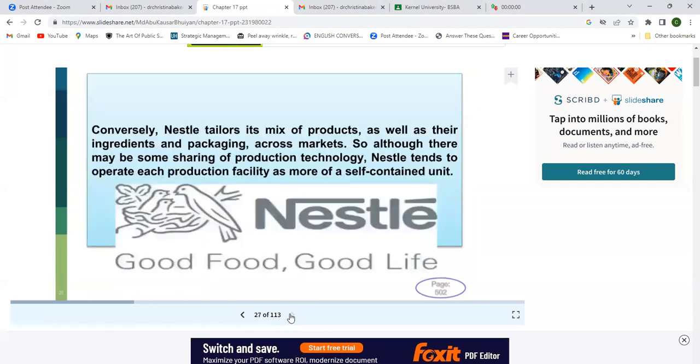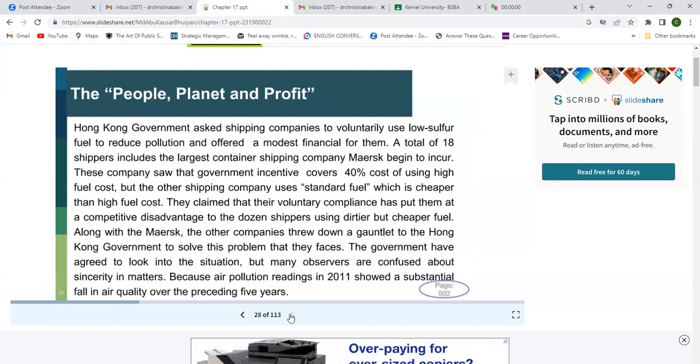In contrast, Nestle varies its mix of products as well as their ingredients and packaging across markets. So, although there may be some sharing of production technology, global Nestle tends to operate each production facility as more of a separate unit. The People, Planet, Profit.